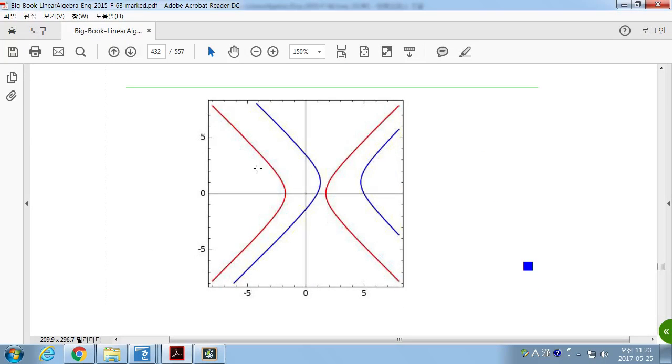So you can easily draw the graph of this hyperbola like this. This is a hyperbola in the new axes. And then move it 3 units on the x-axis and 1 unit on the y-axis. Then this is what you have in the original xy axes.